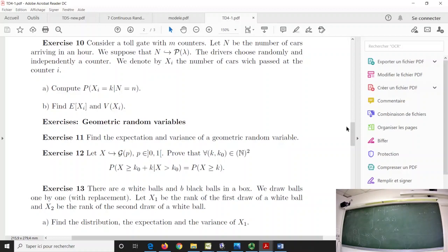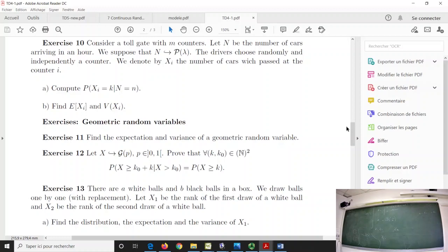Xi doesn't follow binomial. My question is the following. So here, Z1 is equal to 1 if car 1 chooses counter I. Z2 is equal to 1 if car 2 chooses counter I. Z3 is equal to 1 if car 3 chooses counter I. My question is, are you able to express Xi, that is, the number of cars which pass at the counter I, using this random variable here?